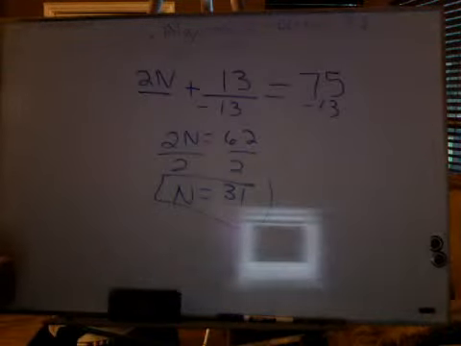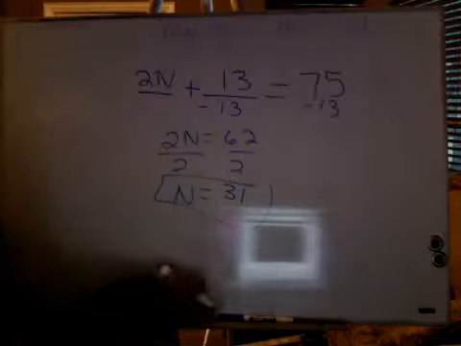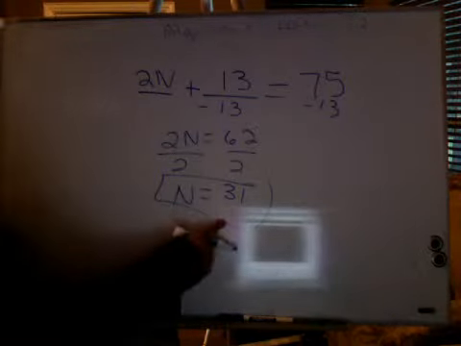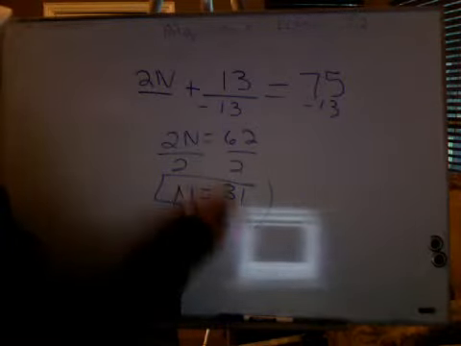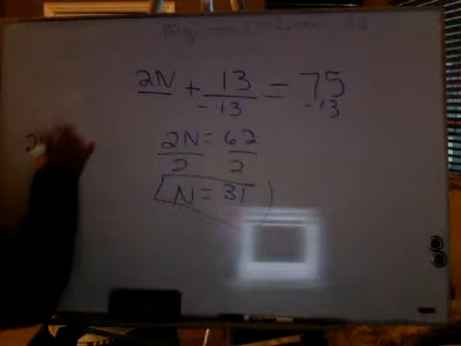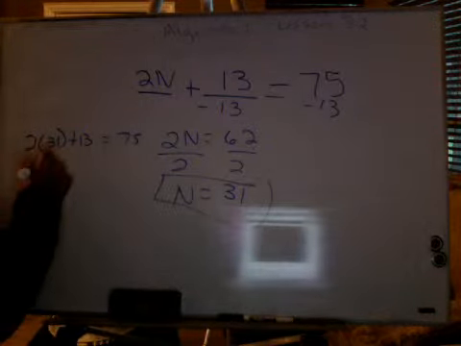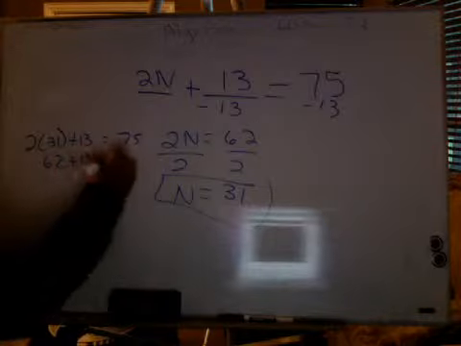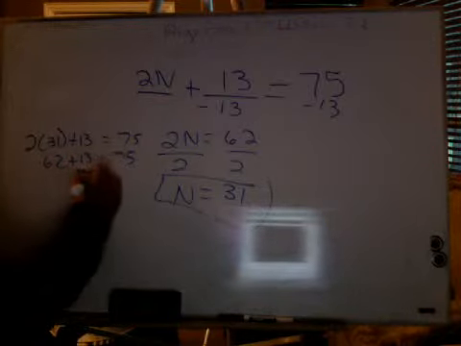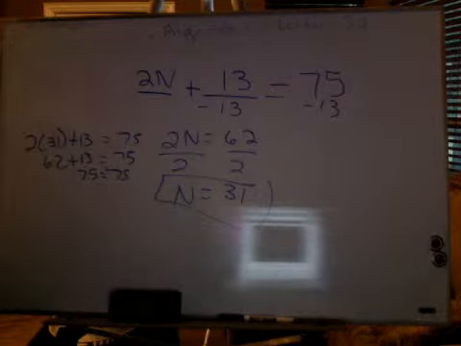Okay? That's the number. Pretty simple. Remember, the word is means equal to, thus the sum of twice the number. So we want to go back and check it. We're going to put this number back into our equation. Remember, this is our equation. So 2 times 31 plus 13 has to equal 75. So that's 62 plus 13. If I add it together, I get 75. So my answer is correct. And you always want to check your work to see if you solved it correctly.